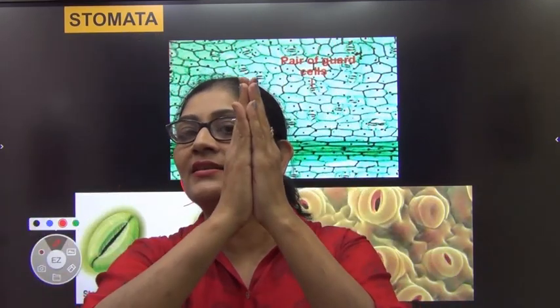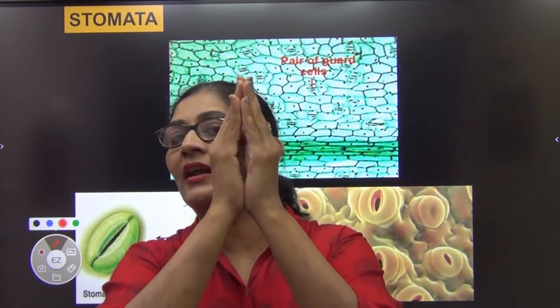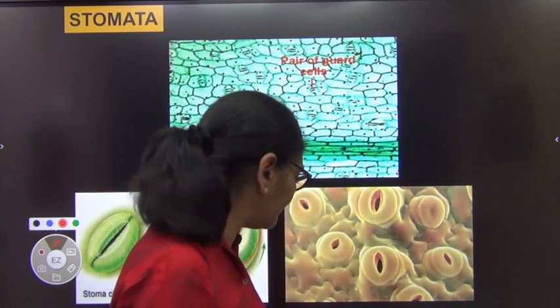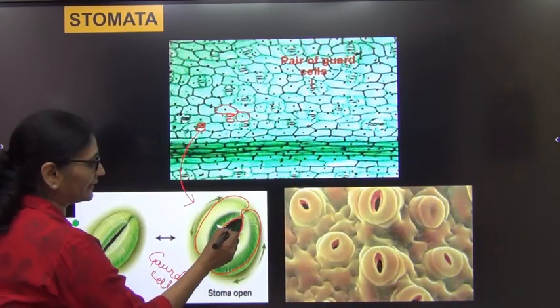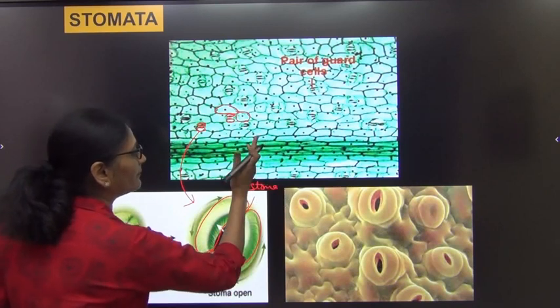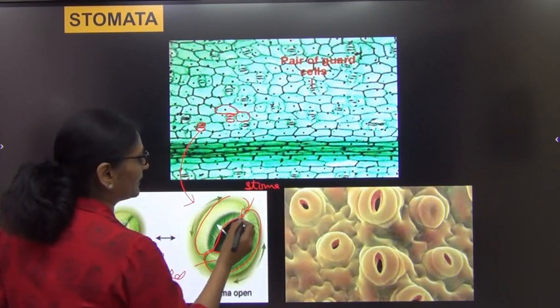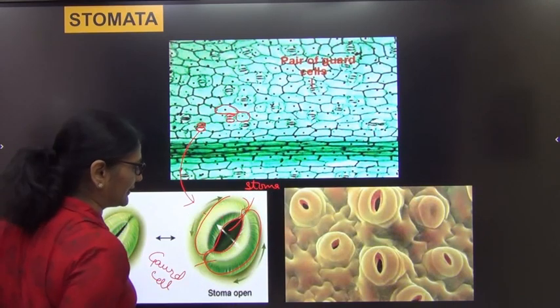These two are the guard cells. When the guard cells come close to each other, the stomata is closed. When they are away, then the stomata gets open. So stomata is nothing but an aperture formed due to the movement. This is called stoma, right? This is called stoma or stomata. This is an aperture formed due to movement of the guard cells.